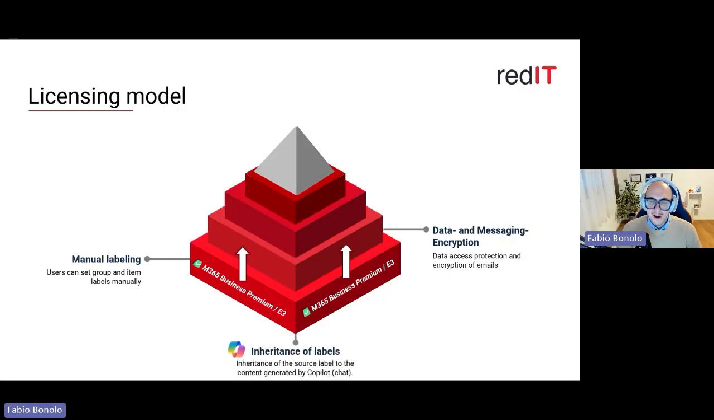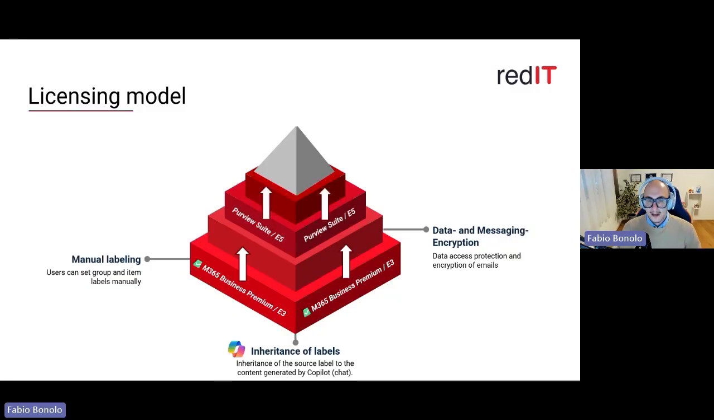Now, when you do have a Microsoft 365 Copilot license, then you also have a very nice feature that we will dive into a little bit later, which is the inheritance of labels in a Copilot chat. So when you reference a file in a Copilot chat that has a sensitivity label applied, the generated response, or a document you generate from this response, also has the same label applied as the reference document.